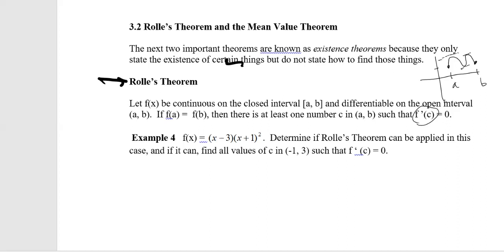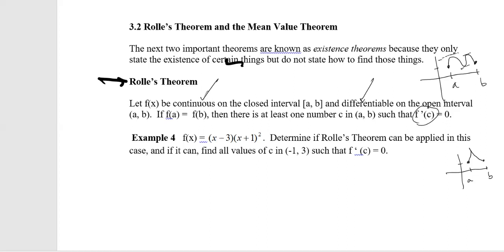Otherwise, you might have a situation like this, where you have f of a, here's a, here's b. It's possible you could have a situation like this, comes up to a point and then back down like that, in which case there's no place where f prime of c equals 0. So the differentiability condition is needed, as well as the continuity condition.